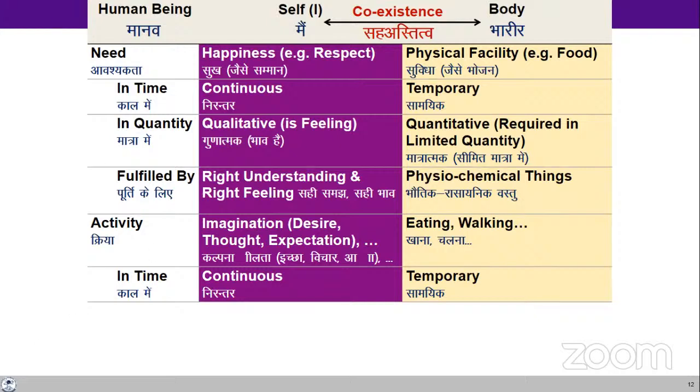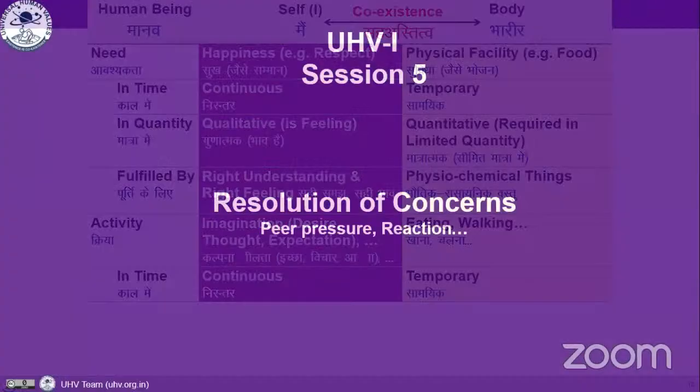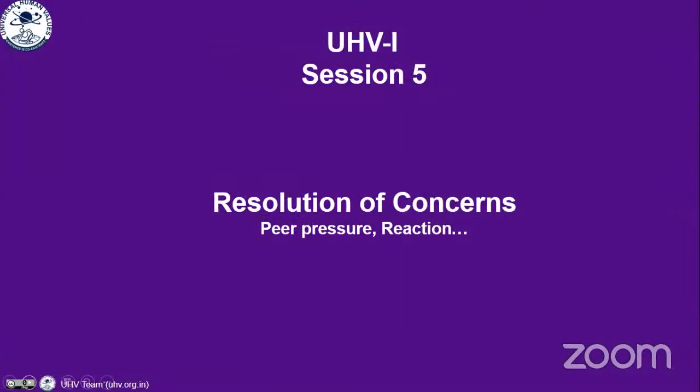That was the proposal related to human being. Human being is a coexistence of self and body. Self is there, body is there. Both are coexisting, and their needs are different, activities are different. And in the next session, we started the discussion on different concerns, placing the proposals related to their concerns so that the students will be able to get it connected very easily.